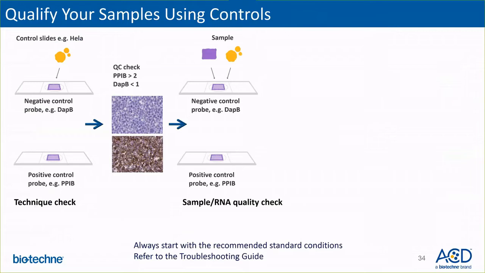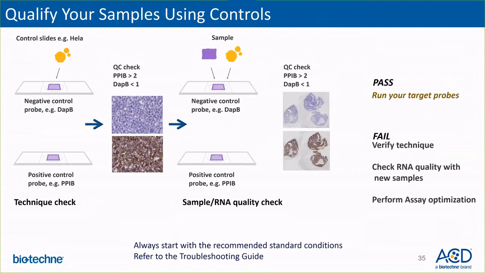Then proceed running the assay using our control probes on your sample to assess the sample RNA quality and to determine the best pretreatment conditions based on the signal detected and tissue morphology. If your sample passes QC, you can then move on to running your target probe. Otherwise, it is recommended to verify your technique, check RNA quality, or perform assay optimization. I will be discussing our scoring guidelines in a later slide.